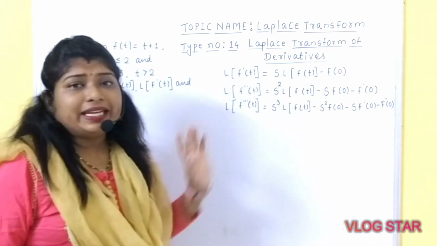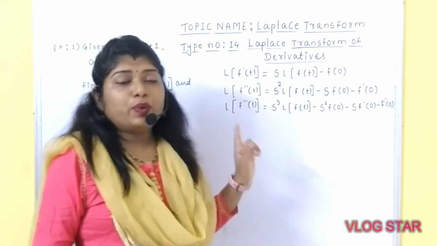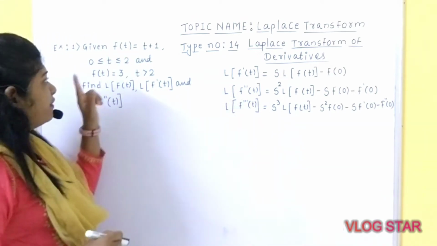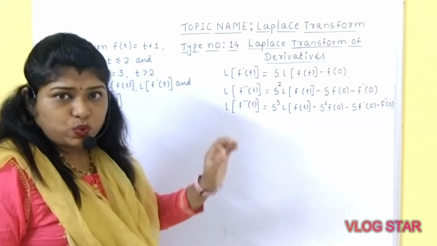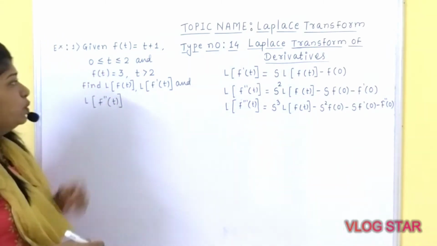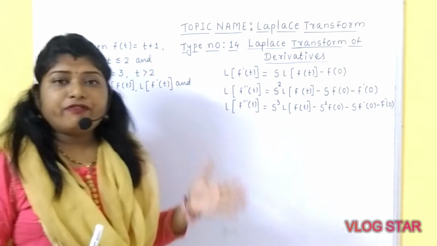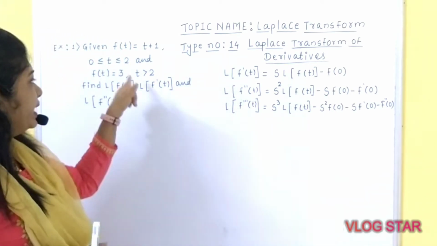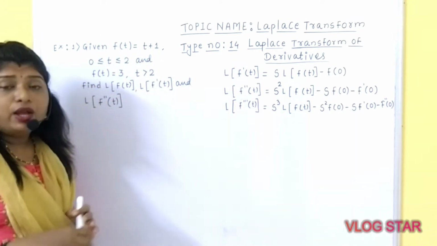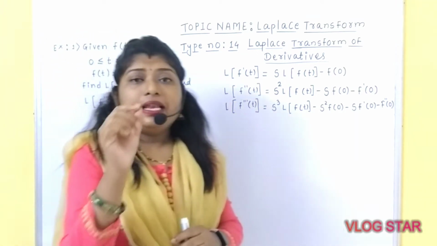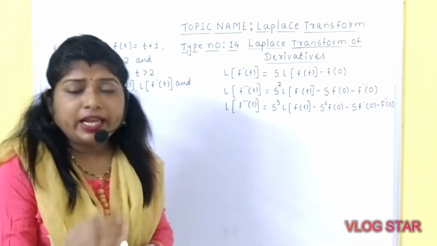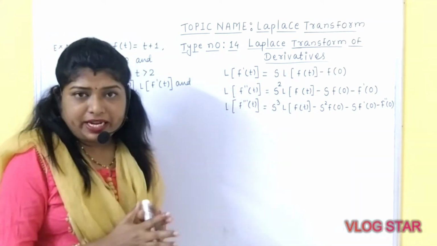To understand this type, let's consider one example. What is given? f of t is equal to t plus 1, where t is between 0 to 2, and the second function f of t is equal to t, where t is greater than 2. With the help of this given data, we have to calculate Laplace of f of t, Laplace of f dash of t, and Laplace of f double dash of t.